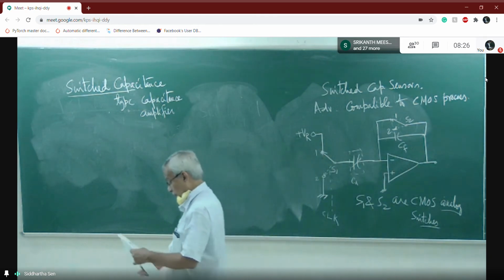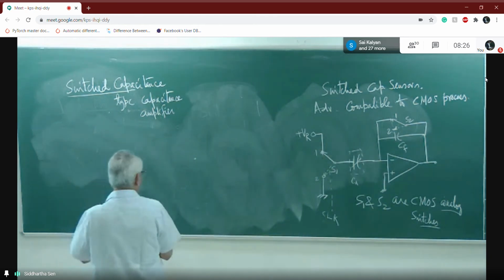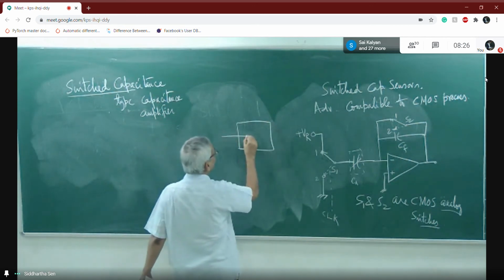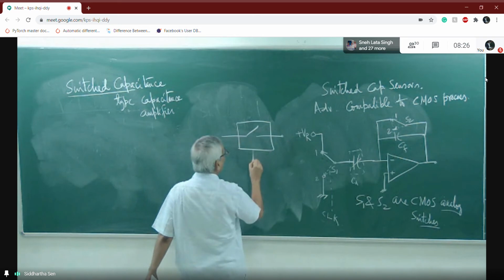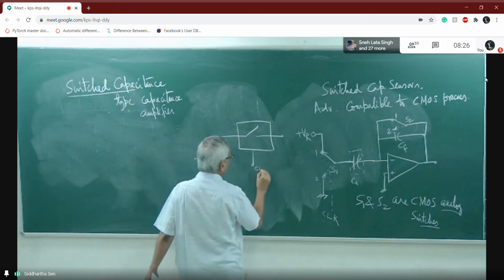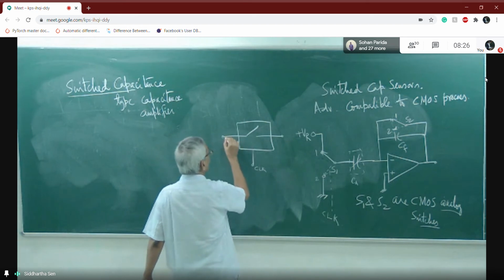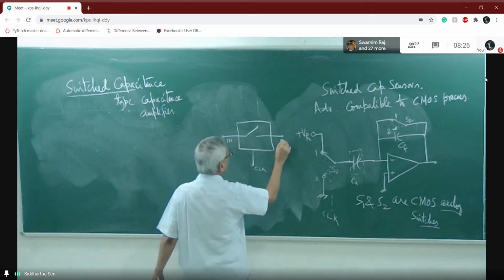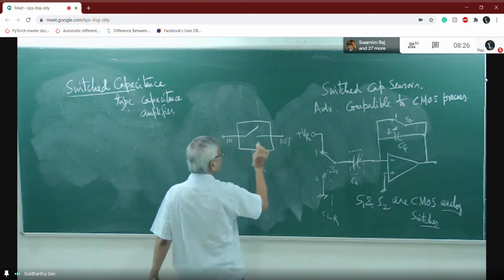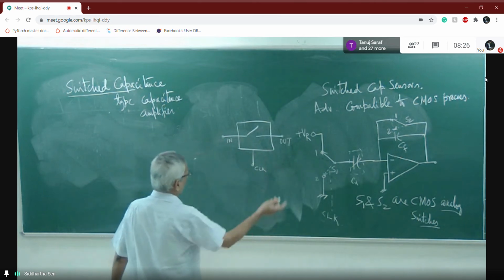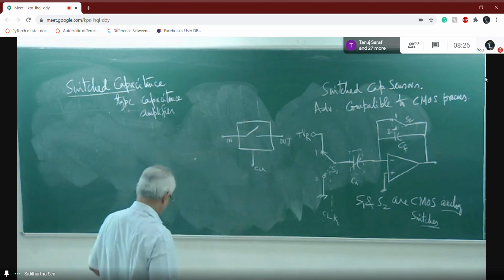CMOS analog switches. So basically it is something like this. If some control voltage or clock is there, if this is high, these two input and outputs are shorted. If it is low, it is open. It is something that is a 1 or 2 like this.